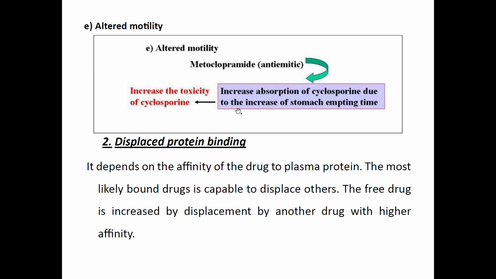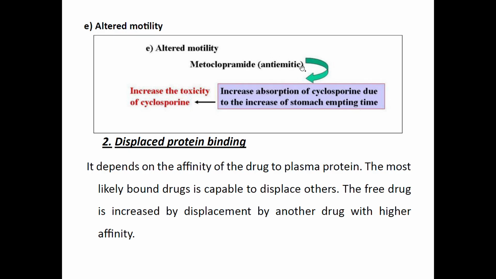Then altered motility. For example, in case of metoclopramide, which is an antiemetic drug, its mechanism of action is regarding its decrease of gastric motility, because it acts as an antiemetic drug. So why is emesis formed? Because of the GIT motility. Okay, so an antiemetic drug decreases the GIT motility, but it increases the absorption of cyclosporine due to the increased stomach emptying time.